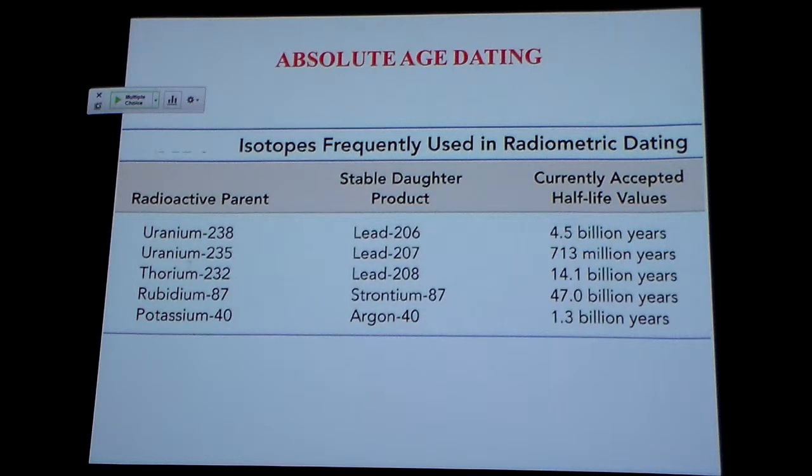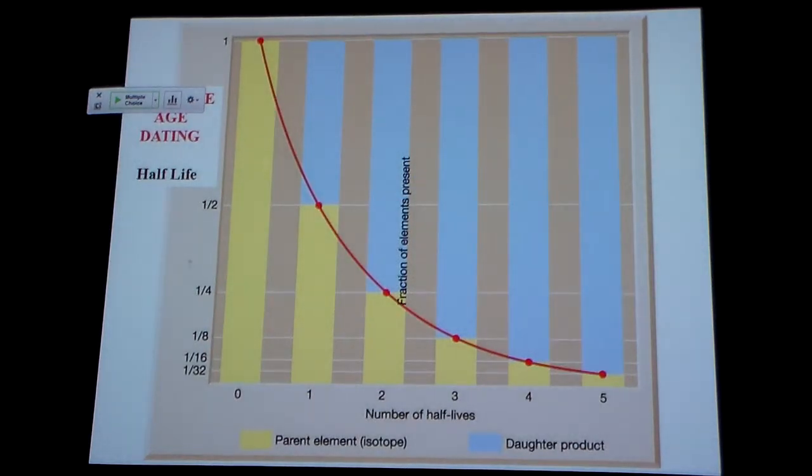Potassium-40 to argon-40 is 1.3 billion years, and that is a good one to use for a lot of things. This is the half-life. What do I mean by the half-life? That's how we measure the decay rate in these isotopes. A half-life means that's the amount of time it takes for half of the material I start with to decay into the material I'm going to end up with.